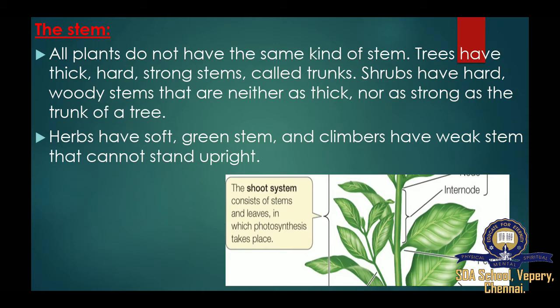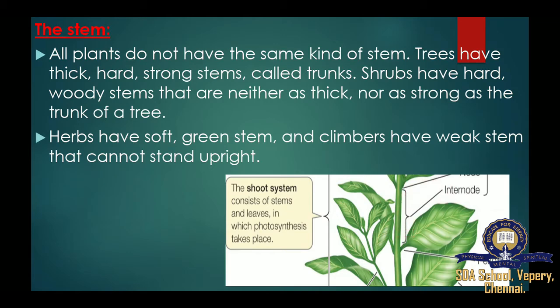What is a stem? Stem is the ascending part of the axis, bearing branches, leaves, flowers and fruits. It develops from the plumule of the embryo of a germinating seed. It bears nodes and internodes. What are nodes and internodes? The region of the stem where leaves are born is called a node. On the other hand, internodes are the portions between two nodes. All plants do not have the same kind of stem.